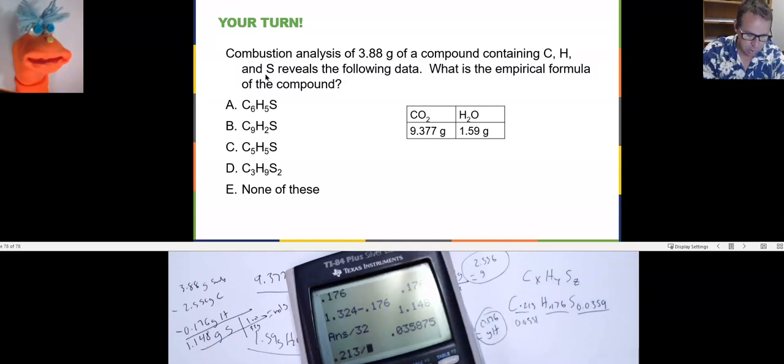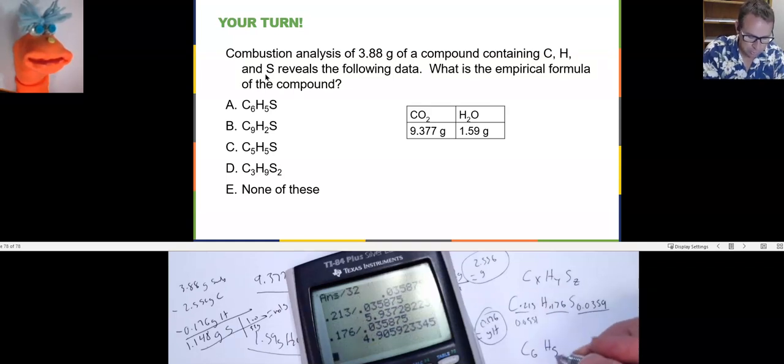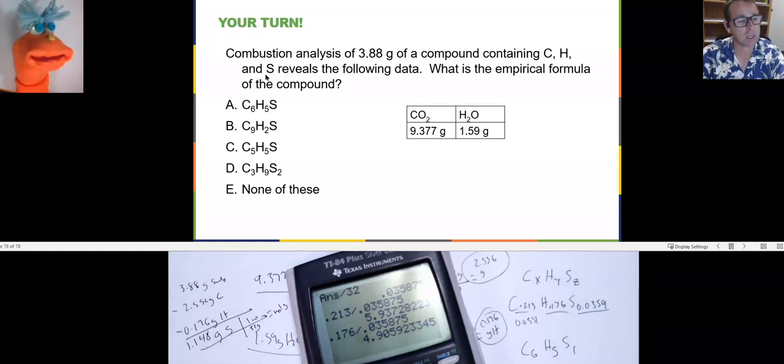So 0.213 divided by that value there, that gives us C6, 0.176 divided by my sulfur there, H5, and then sulfur is the 1. So C6H5S1. So there it is. Okay, good job. We got the empirical formula by looking at the combustion analysis. Excellent work.